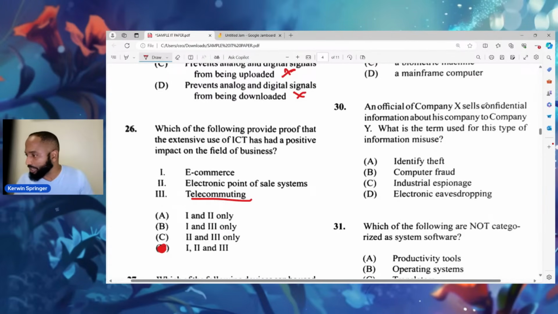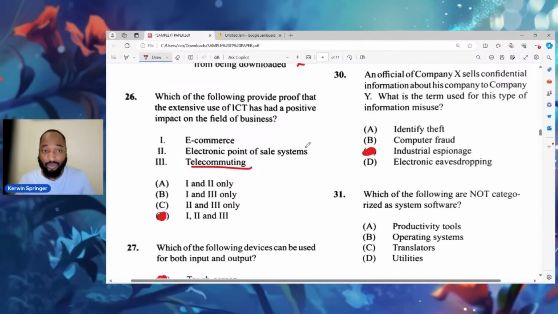An official of a company sells confidential information of the company. Why? So he is doing industrial espionage. He's a spy. Like the CXC spy, how does he be on here right now? They're taking notes. What is this?